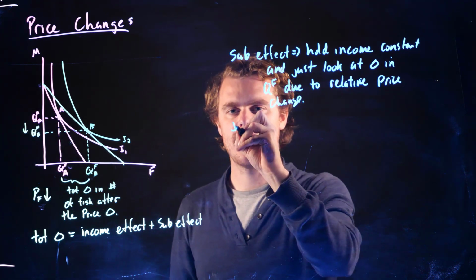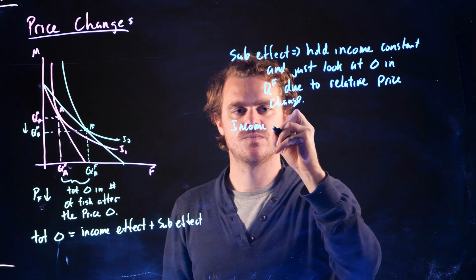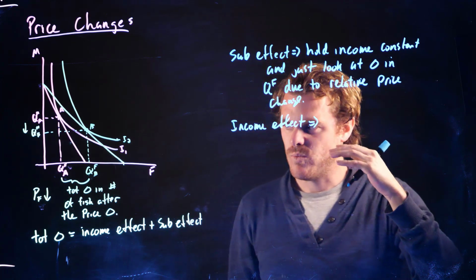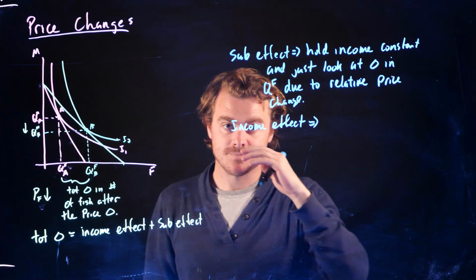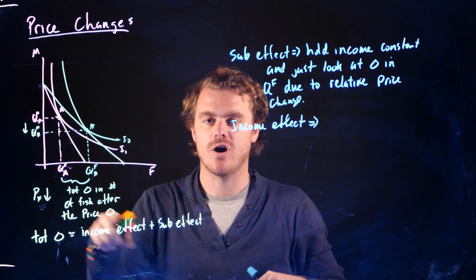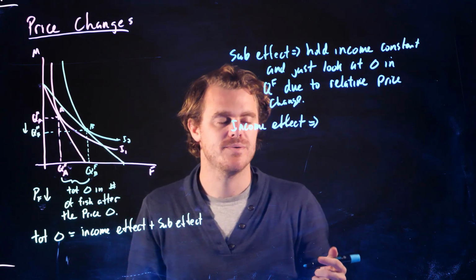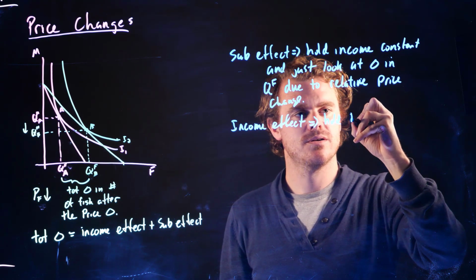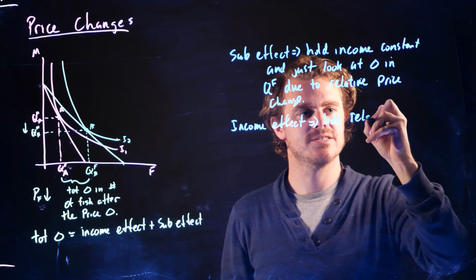Remember, the income effect, what that's trying to capture is the fact that because the price of fish went down, our purchasing power went up. So we want to hold relative prices constant.